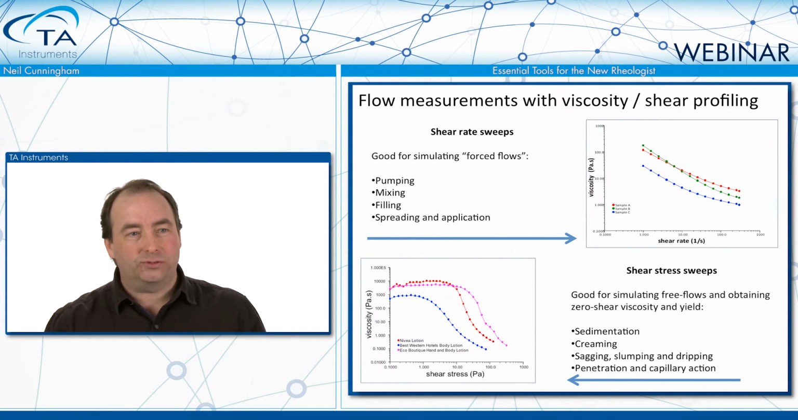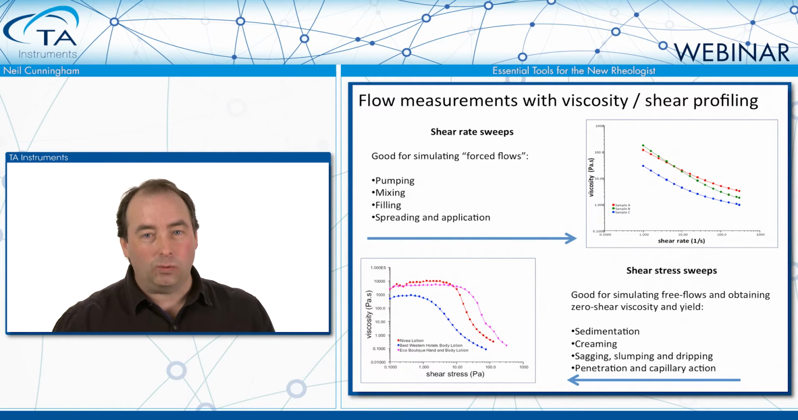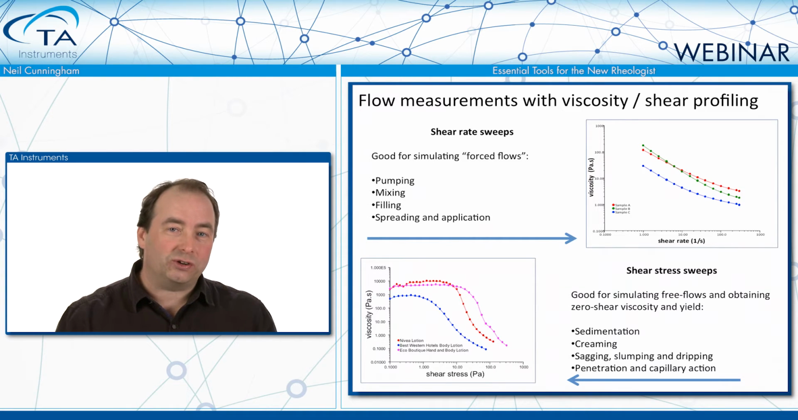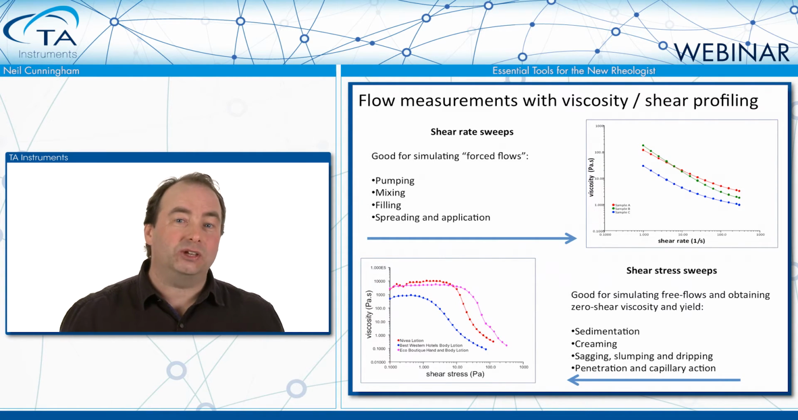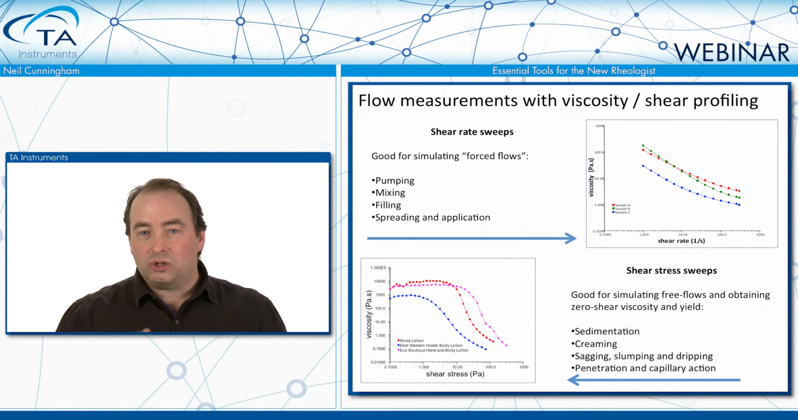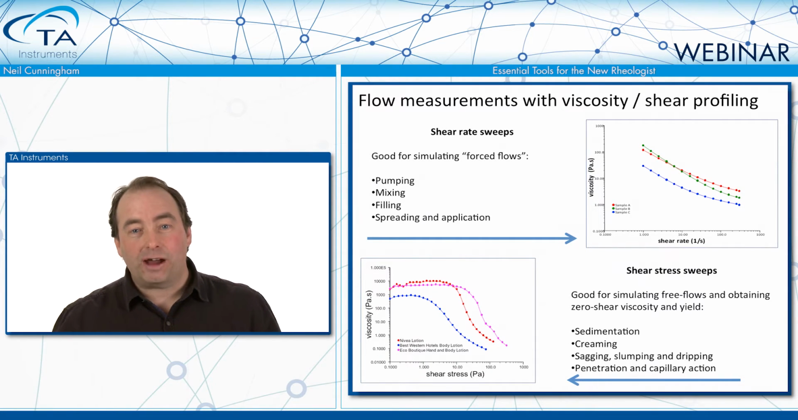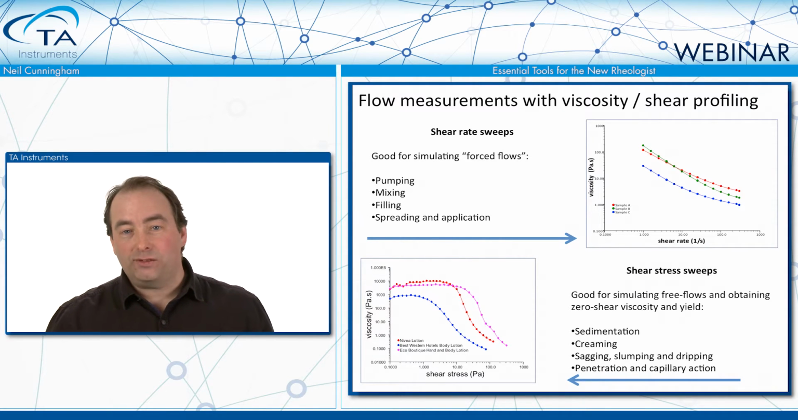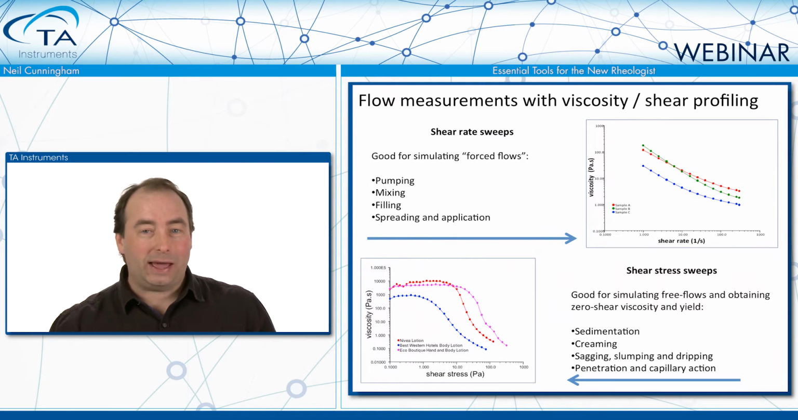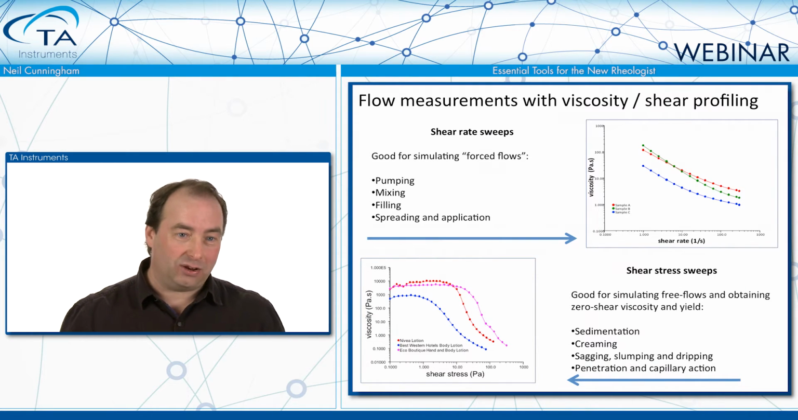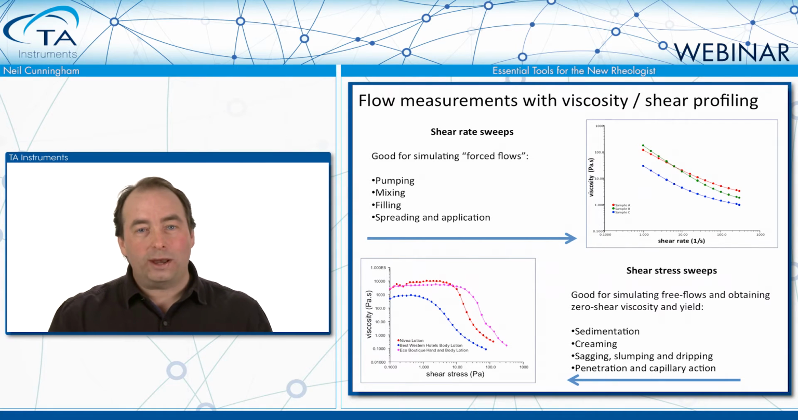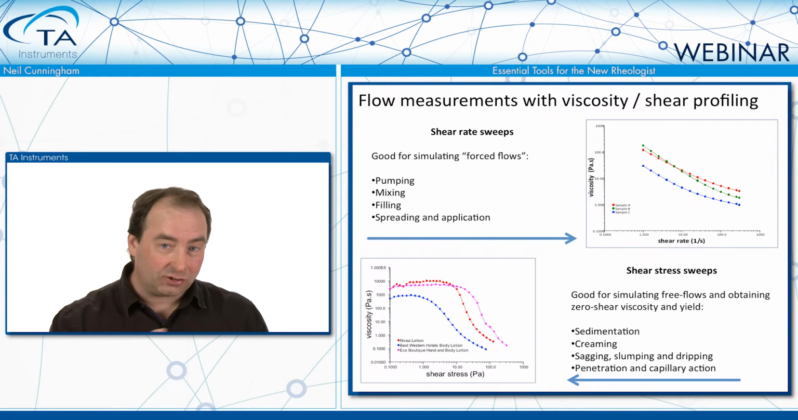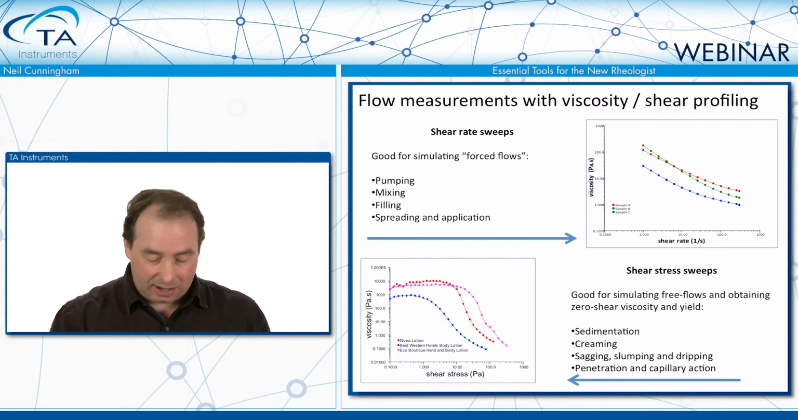Really good example actually of thinking about both is imagine if you're painting a wall. So when you're applying the paint, you're in a forced flow situation. You're in charge of the paint. You can make it flow at the speed that you want it to flow at. As soon as you stop painting, you remove the brush, then gravity and surface tension capillary forces take over, and now you're into a free flow situation. Now the paint is in charge. The paint's rheology determines how quickly it's going to flow. And so we can use this combination of shear rate sweep viscosity profiles and shear stress sweep viscosity profiles for characterizing those two separate situations.